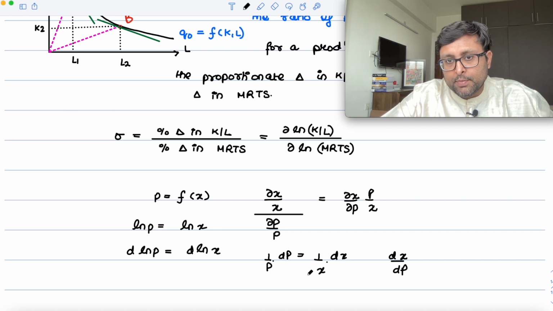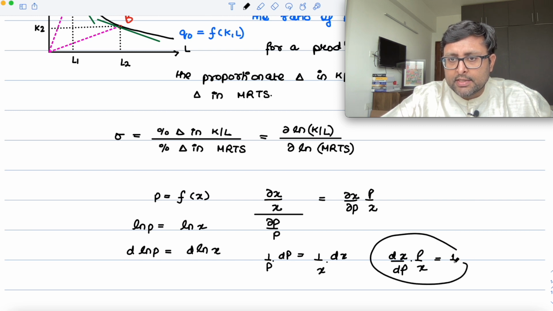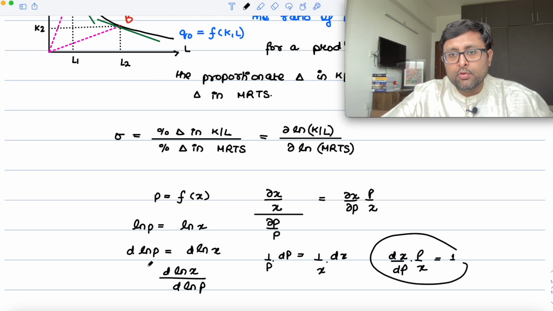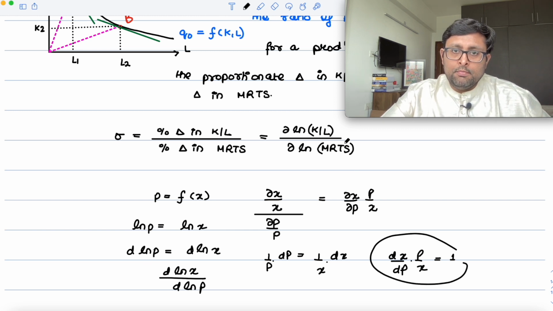So dx by dp, you can just take it up like this, dx by dp into p by x. This is also equal to whatever. And either you can write your elasticity in this way, or you could have also written it like this, d log x upon d log p. You can also write it like this. So this is also the same meaning.